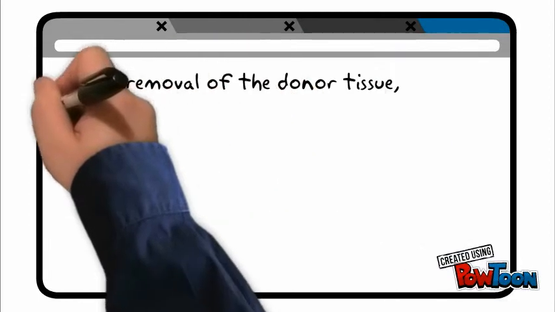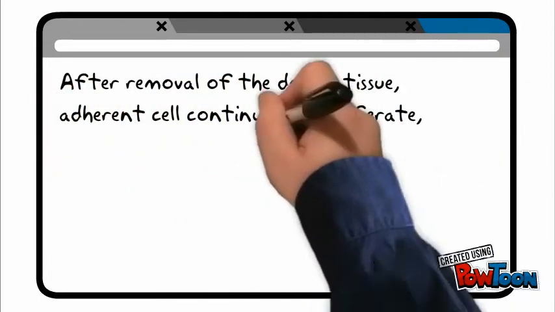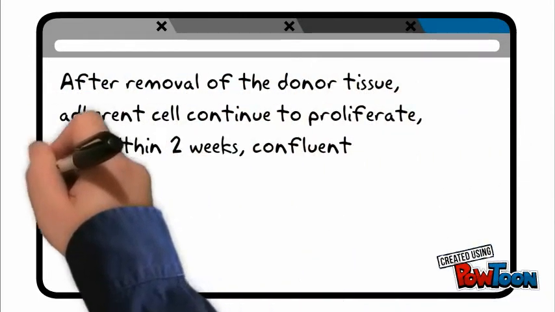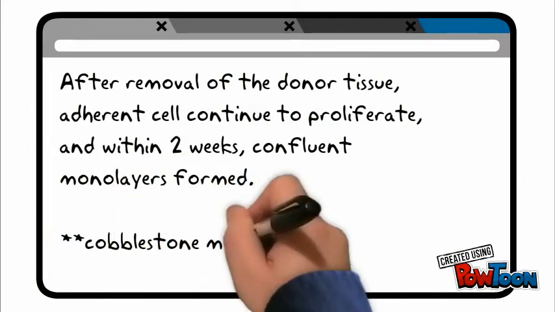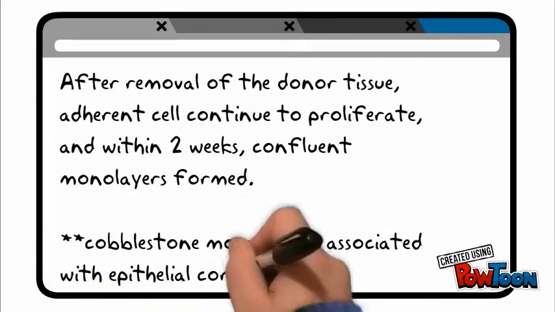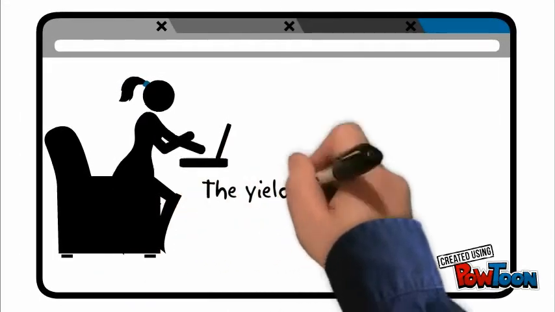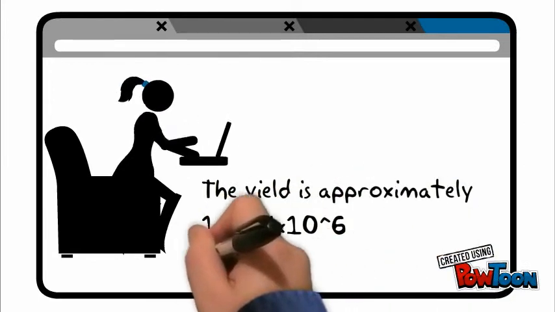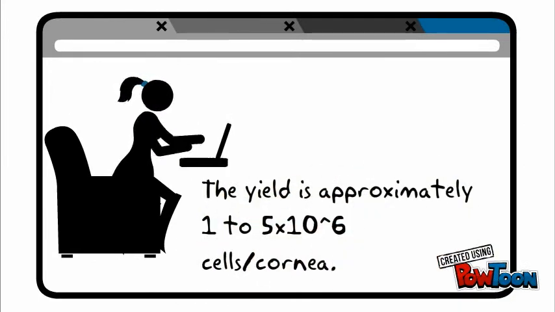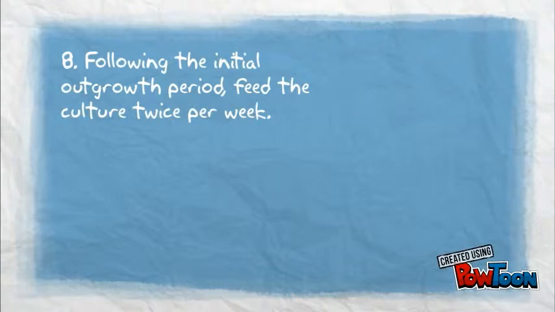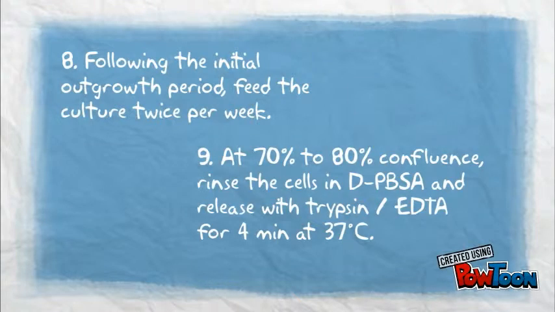After removal of the donor tissue, adherent cells continue to proliferate, and within 2 weeks, a confluent monolayer forms. The yield is approximately 1 to 5 times 10 to the power of 6 cells per cornea. Following the initial outgrowth period, feed the culture twice per week. At 70% to 80% confluence, rinse the cells in DPBS and release with trypsin or EDTA for 4 minutes at 37 degrees Celsius.